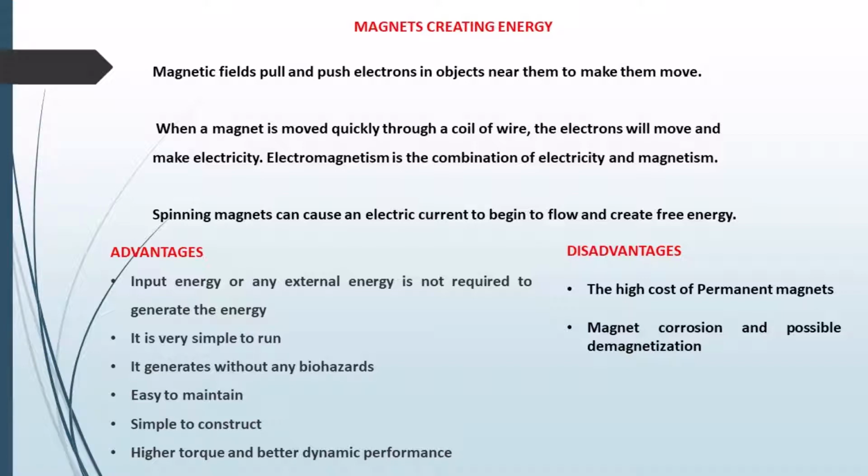For the free energy generator, there are advantages and disadvantages. The advantages of this project are that input energy or any external energy is not required to generate the energy. It's very simple to run, it generates without biohazard, easy to maintain, simple to construct, and has higher torque and better dynamic performance. The disadvantages are the high cost of permanent magnets, magnet corrosion, and possible demagnetization.